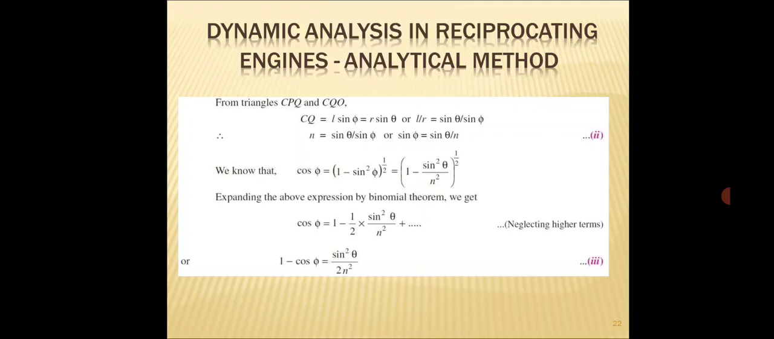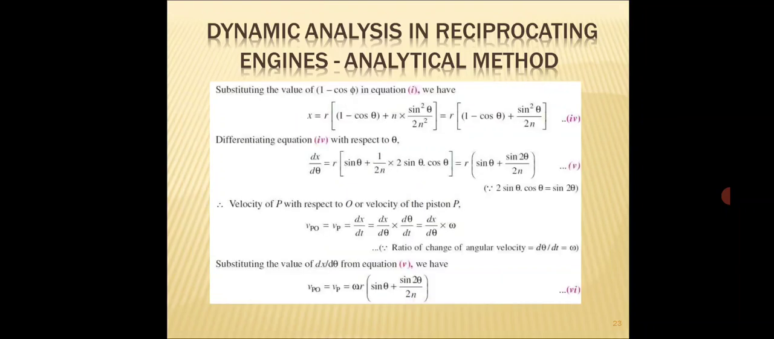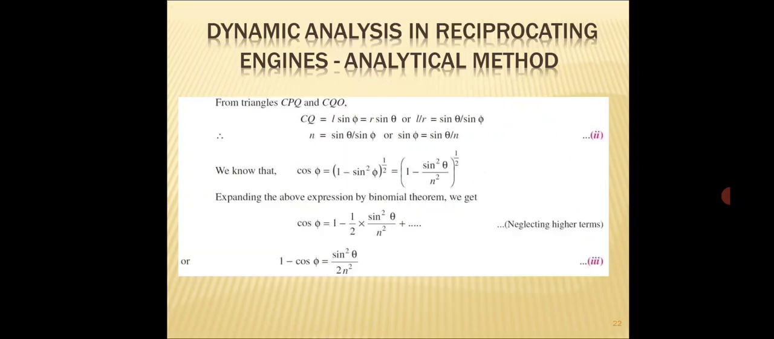Expanding the above expression by means of the binomial theorem, we get cos phi equals 1 minus 1 by 2 into sin square theta divided by n square, neglecting the higher terms. Taking the 1 to the left side, 1 minus cos phi equals sin square theta divided by 2n square. Substituting the value of 1 minus cos phi in equation 1. Where do we have to substitute it?